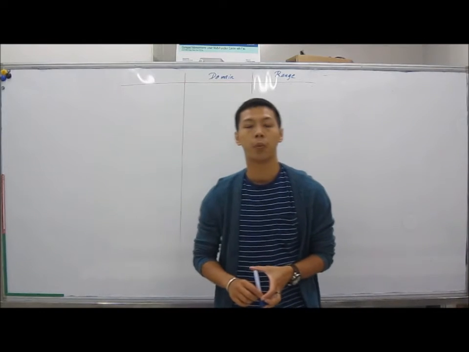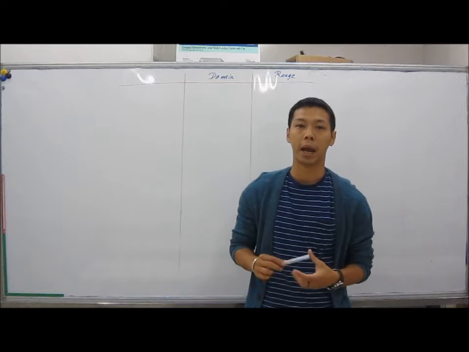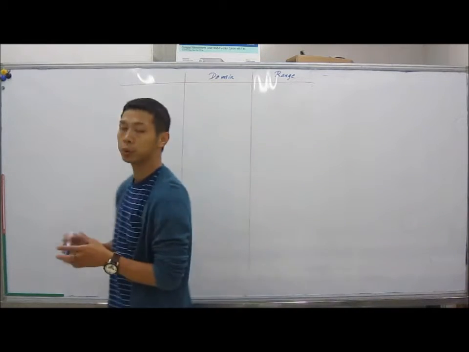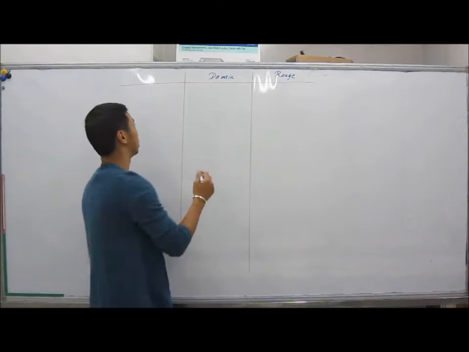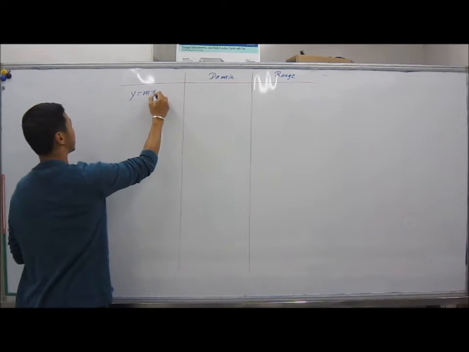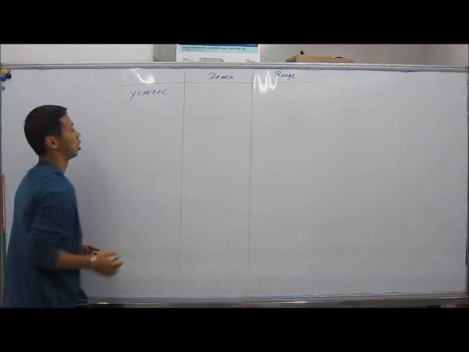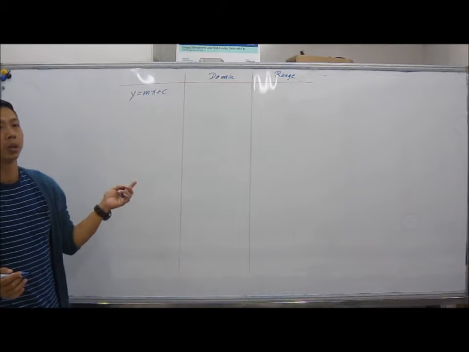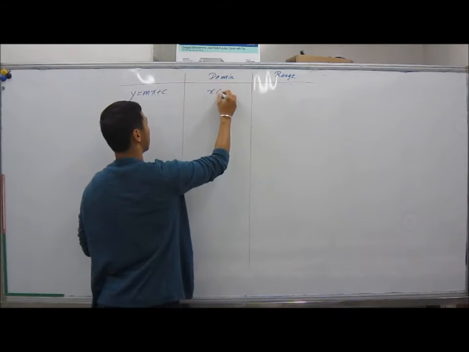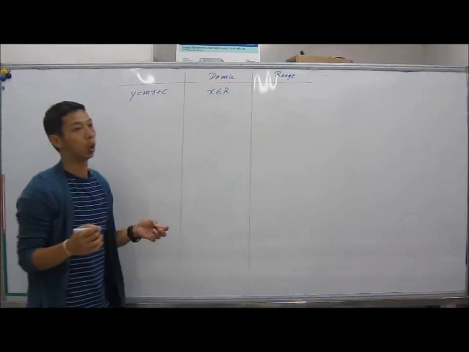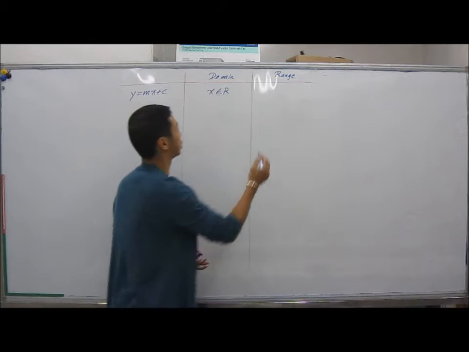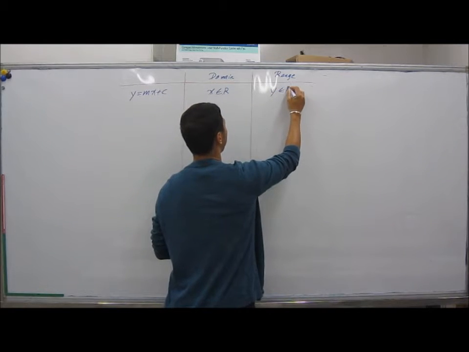Hello. This time we want to talk about the domain and range for different types of functions. For the first one, we talk about the easiest one, that is the linear equation y equals mx plus c. Here, we know that any x we can use, so x should be all real values, and for the y, for every x we can find a y, so y also can be any value.